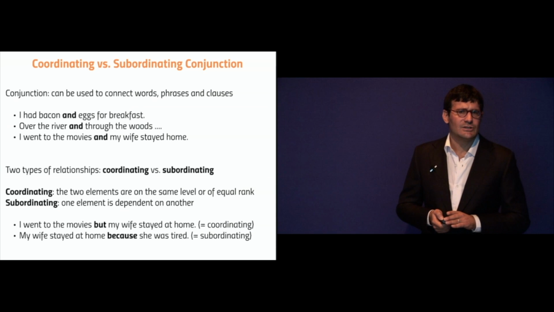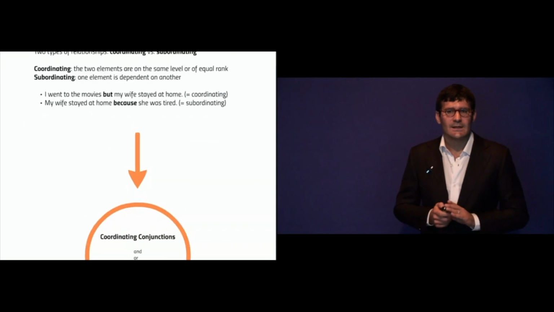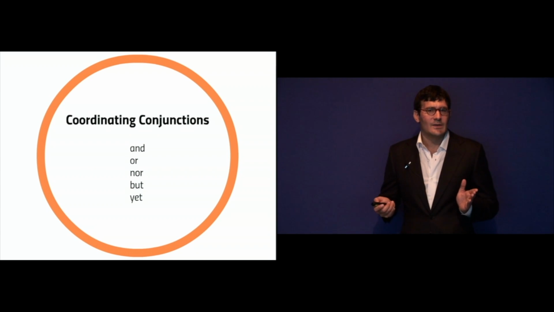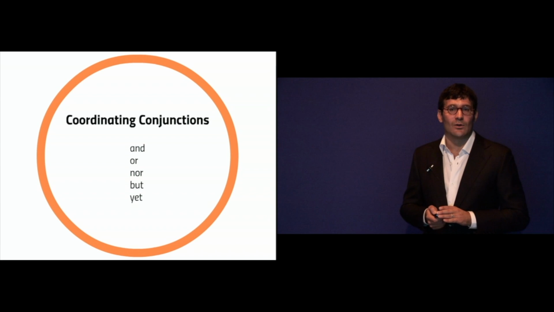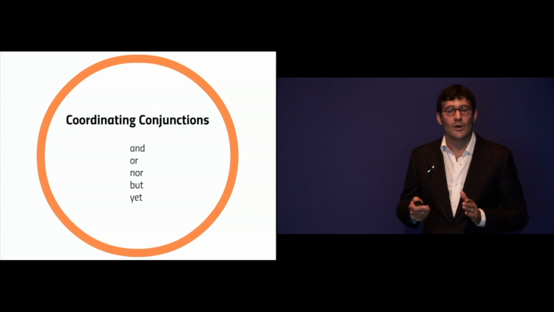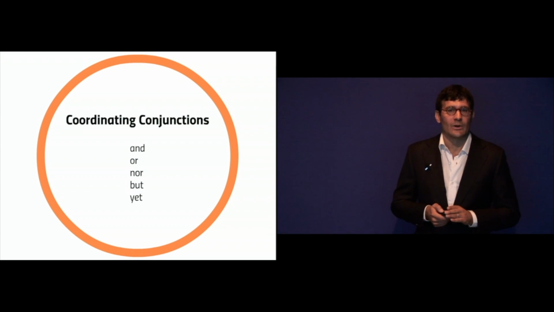Now, coordinating conjunctions generally don't give German students problems, right? So let's take a look. Some of these are typical coordinating conjunctions, and these are conjunctions that most of you guys already know. Right? So your coordinating conjunctions: and, or, nor, but, and yet. Right? Very, very typical, very common coordinating conjunctions.